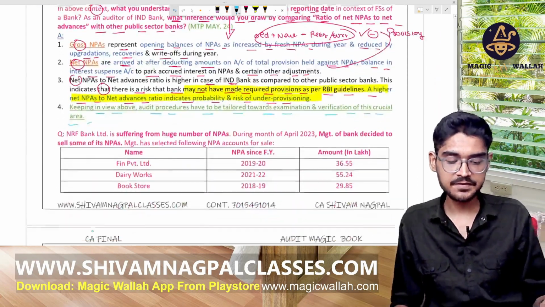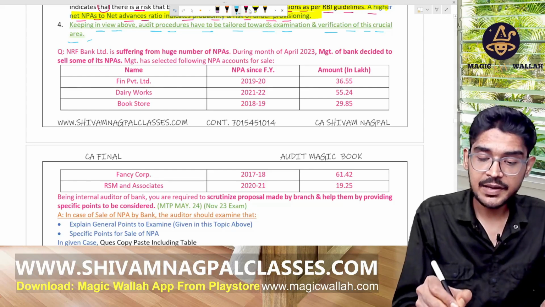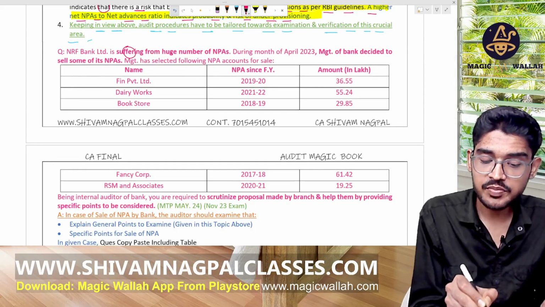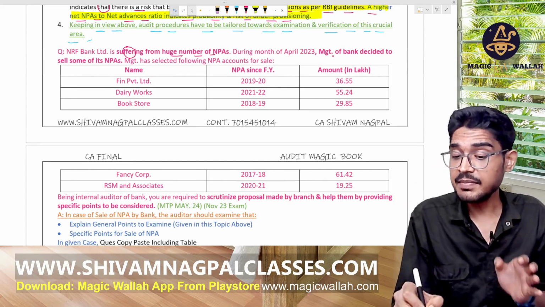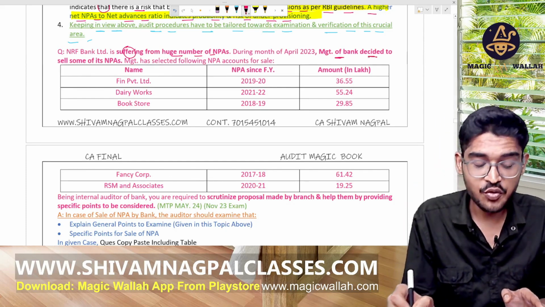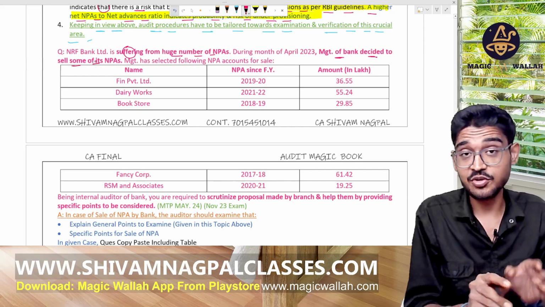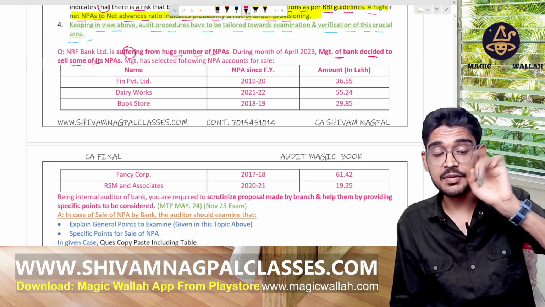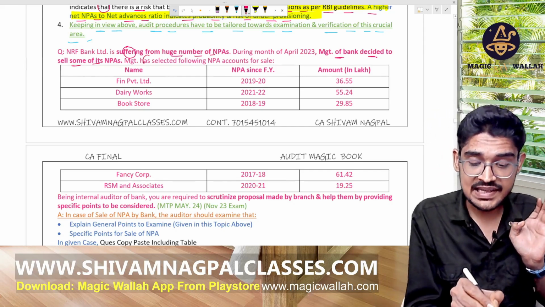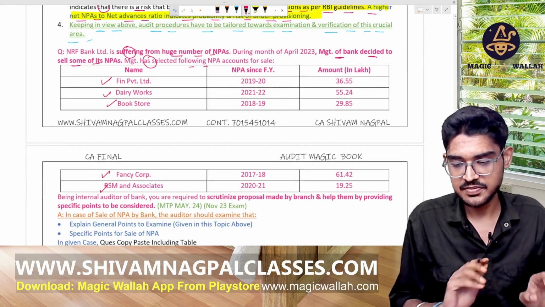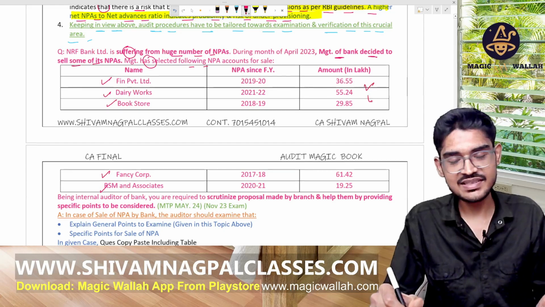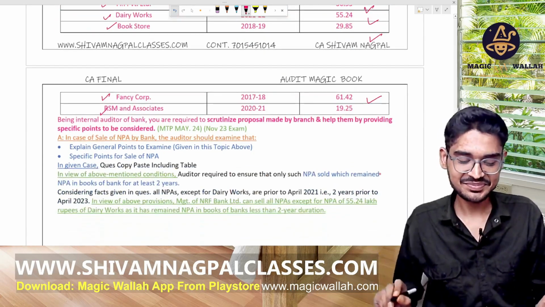Now, NRF Bank Limited is suffering from a huge number of NPAs. During the month of April, the management of the bank decided to sell some of the NPA. So the question is about the sale and purchase of NPA. The management has selected these NPAs for these amounts.